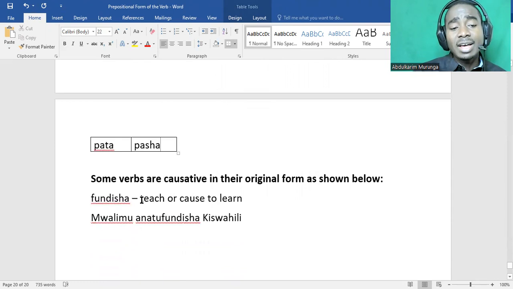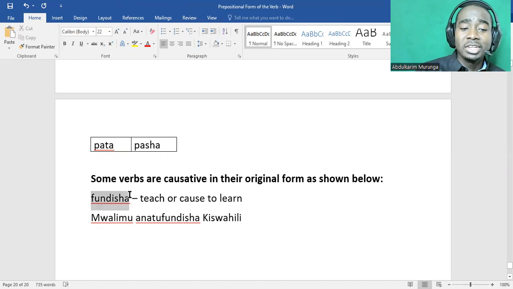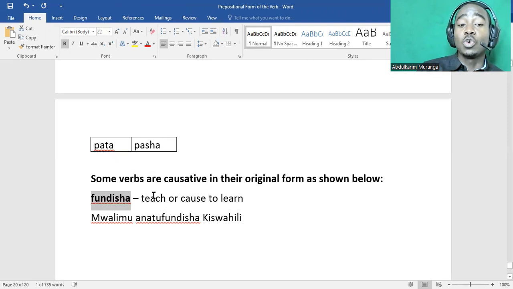Some verbs are causative in their original form. The verb fundisha is already causative. Fundisha, to teach someone, to make someone to learn. Sawa. We have fundisha, we have somesha. Somesha is causative, but it's derived from soma, which means read or study; somesha means to educate someone. We get that one from the verb soma, but fundisha is already causative in its own form.